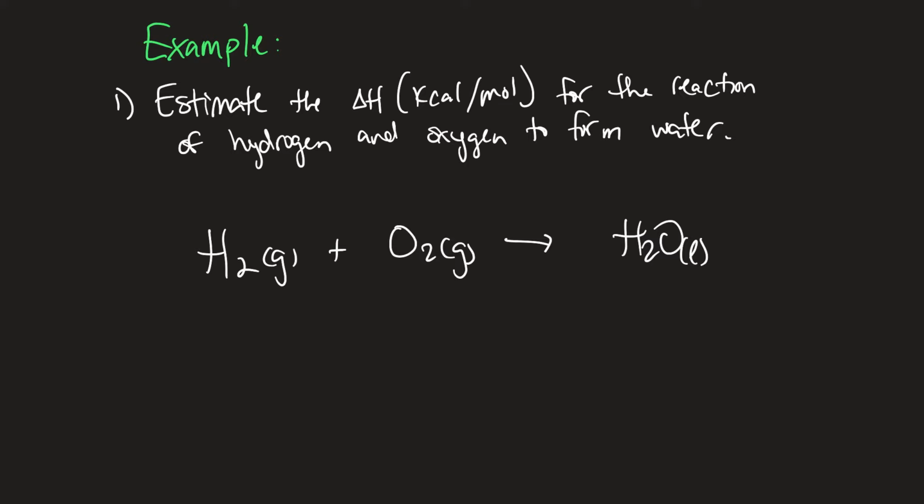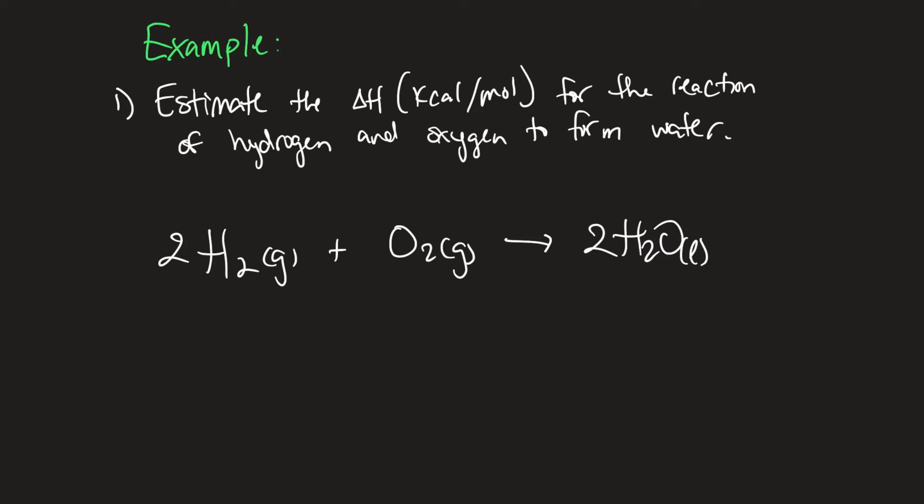Now we also want to make sure that our reaction is balanced. So we need a 2 here and a 2 here. So our reaction is balanced in this case. We're trying to figure out what's the delta H of this reaction, and we could use the bond dissociation energies to help us figure this out. First, I'm going to draw out the Lewis structures so that we have a visual aid to figure out what bonds are being broken and what bonds are being made.